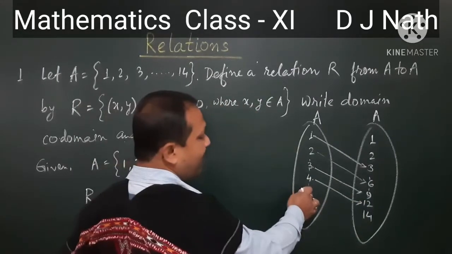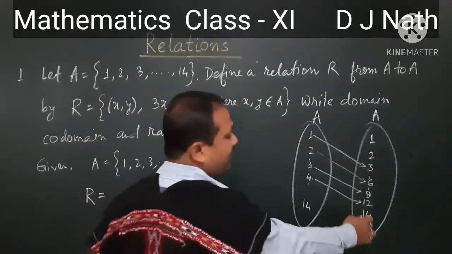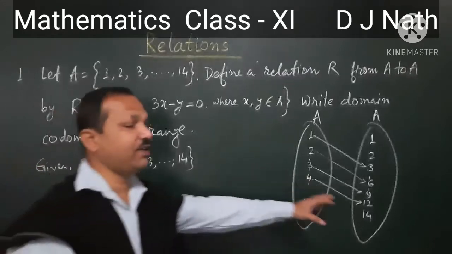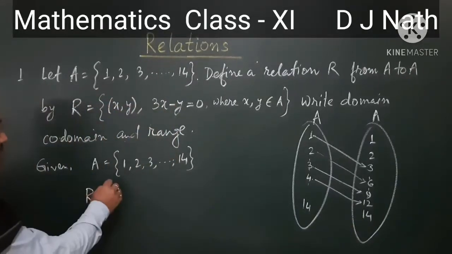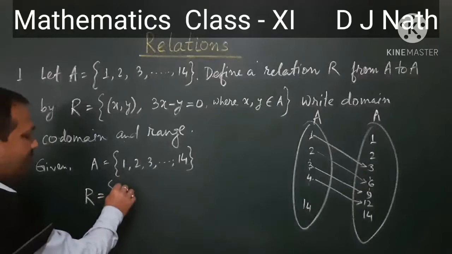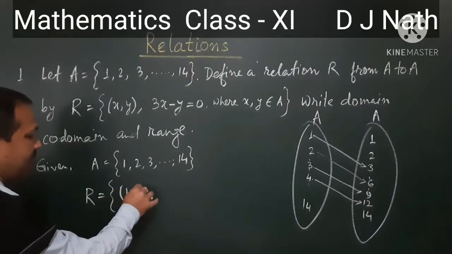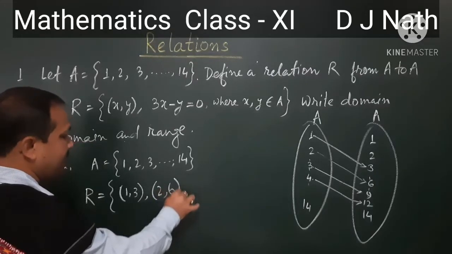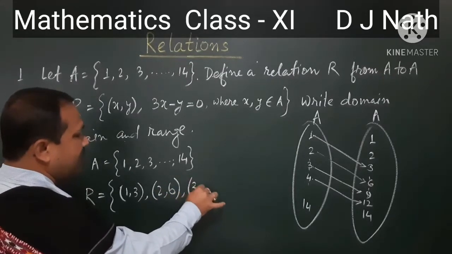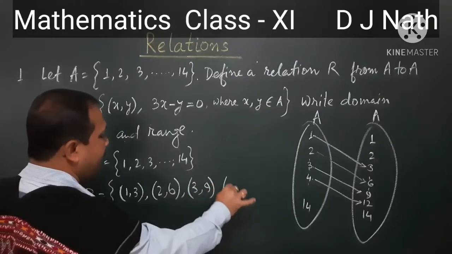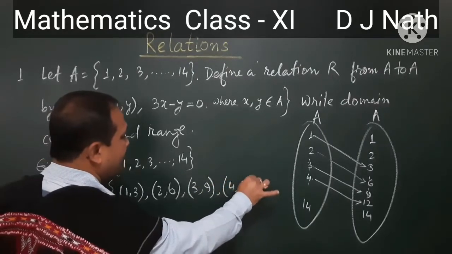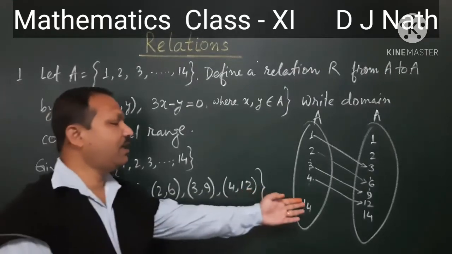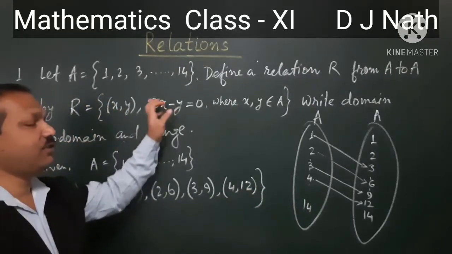Now next is 5. 5 threes are 15, but 15 is not present in that codomain set, so we cannot go for that. So what will be the relation? The relation will be (1, 3), then (2, 4), (2, 6), then (3, 9) and (4, 12). Any more? No, there cannot be any more relations by this condition.